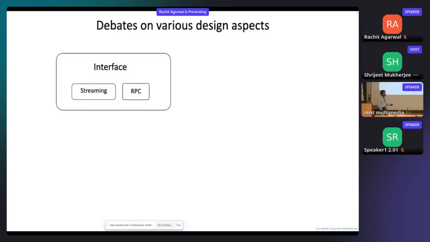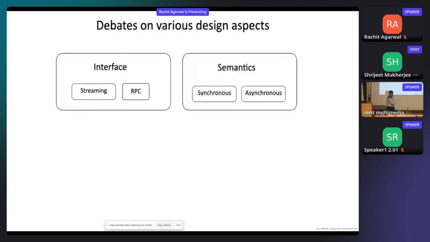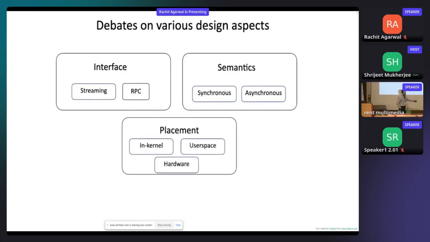Okay, so there's an interface question, right? There's also a semantics question. Should we have synchronous or asynchronous communication? And then there's the question about placement, which has taken a lot of attention recently. Is the Linux kernel network stack the right place to implement functionalities? Should I implement something in the hardware? Should I implement something in user space? Where do I get most of the benefits? Lots of debates, heated debates, and fun debates, and no clear answers, right?